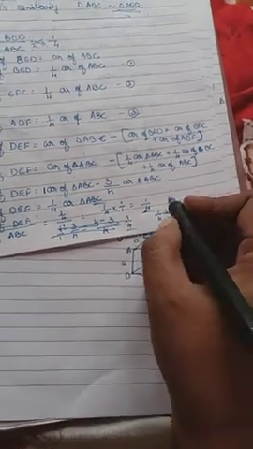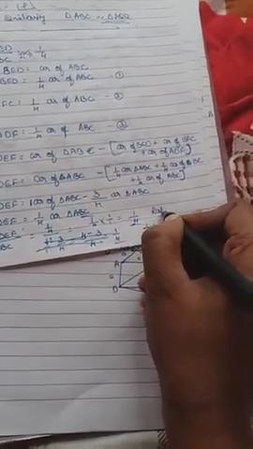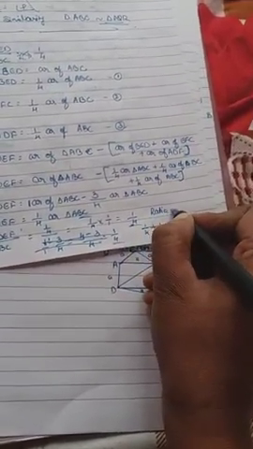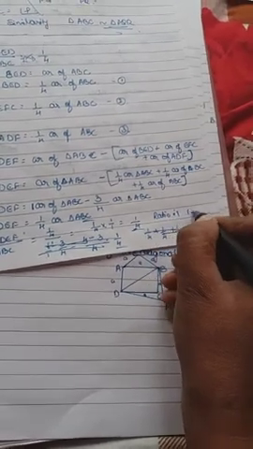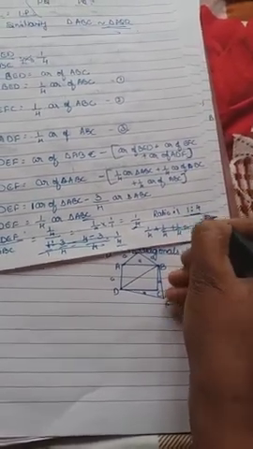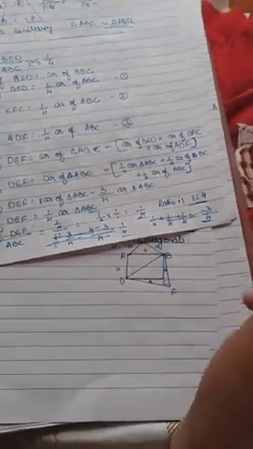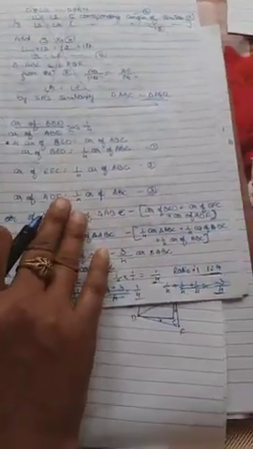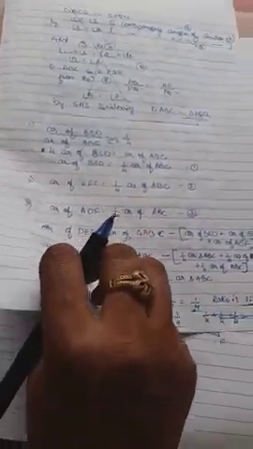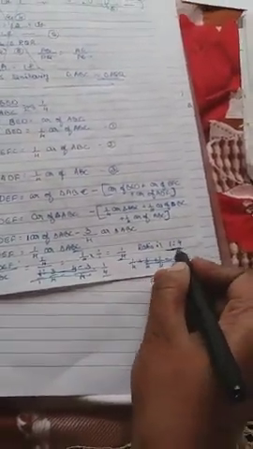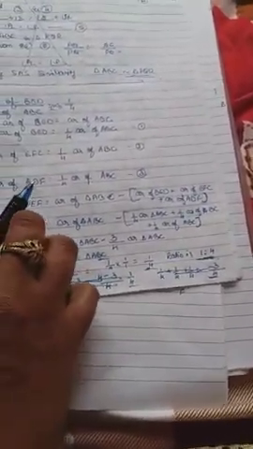So the ratio of these triangles is 1:4. This is the extra calculation that I got. So the ratio will be 1:4. We have to move on to the next sum, that is the sixth sum.